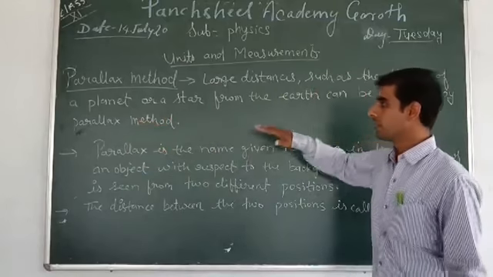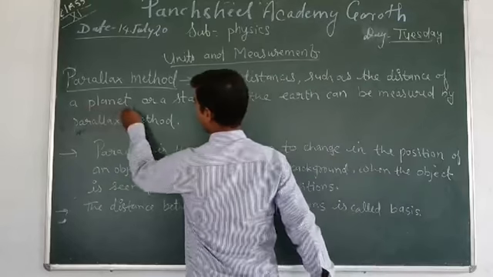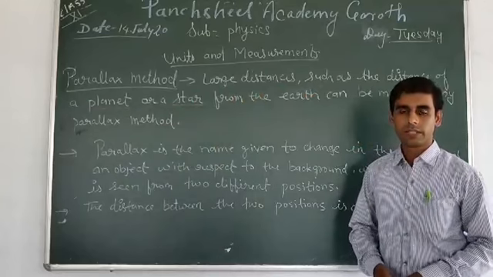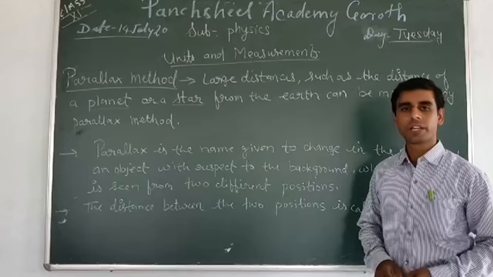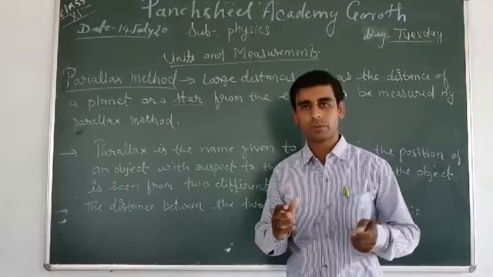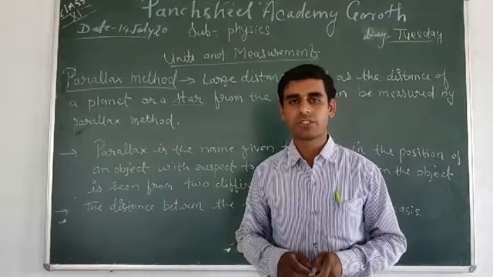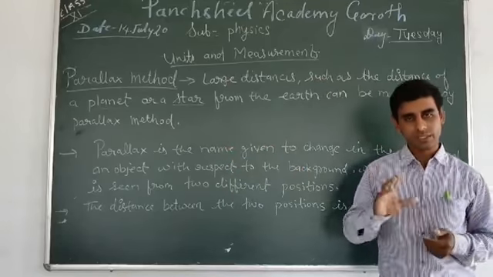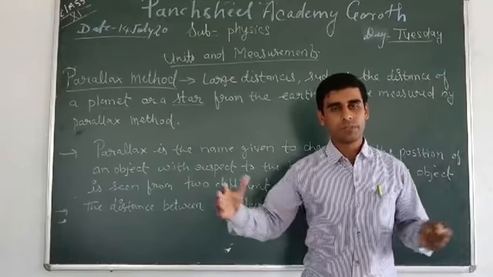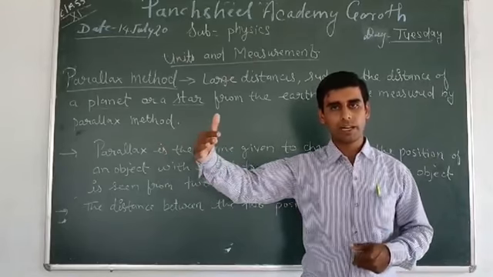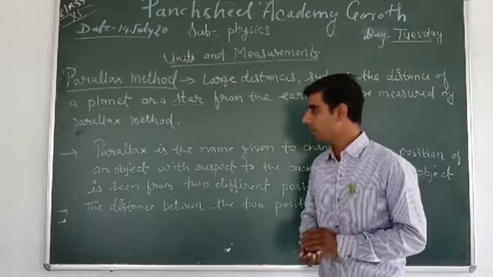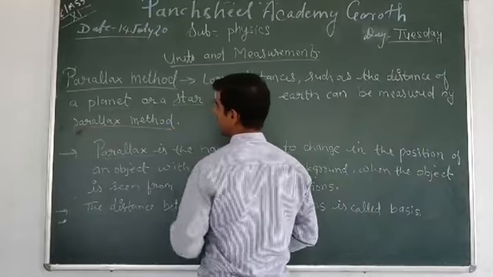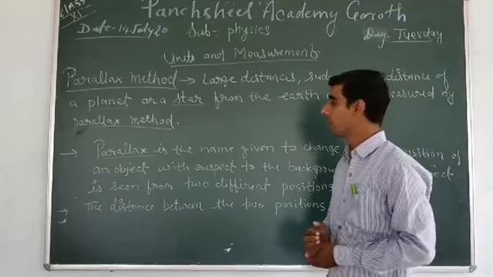Planets and stars are heavenly objects, and these objects are very far from us, so we cannot use direct measurement between these two bodies, earth and planet or earth and star. So we must use the parallax method. What is the parallax method?